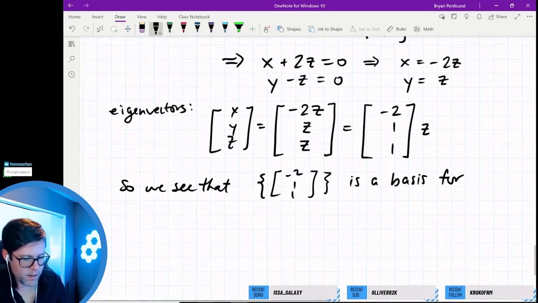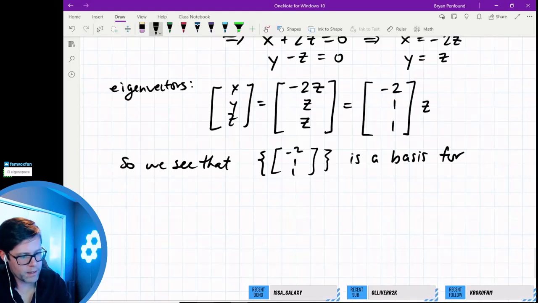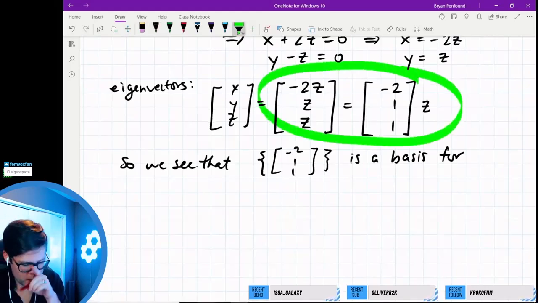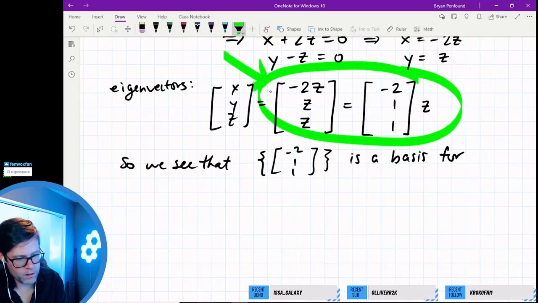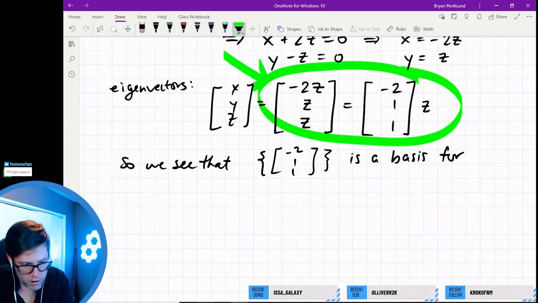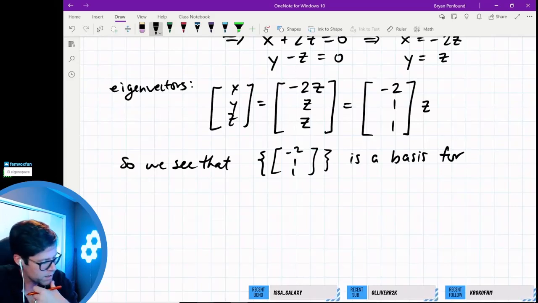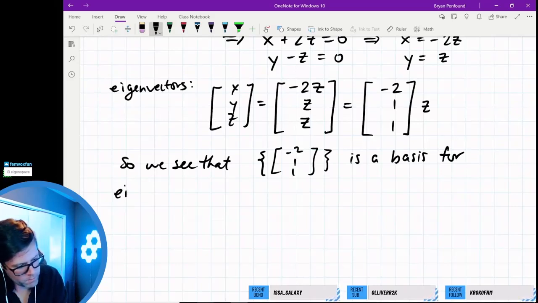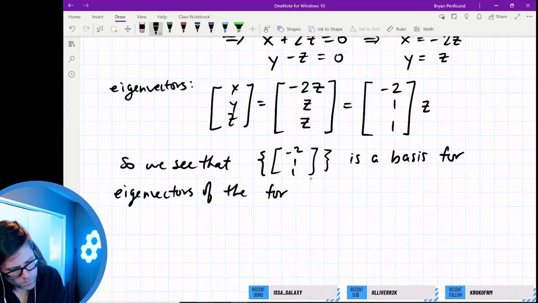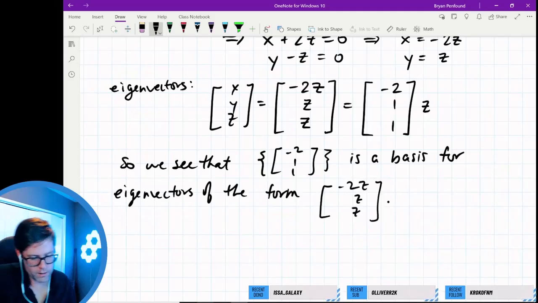And it's a basis because there's only one vector, so it's linearly independent, and you can see that it spans the space, right? So all of the eigenvectors have the form negative 2z, z, z, and I can take this basis vector and multiply it by z, some kind of scalar number, and I can recapture all of the information that I need. So it's a linearly independent spanning set, so it's got to be a basis for the eigenvectors of this particular form.